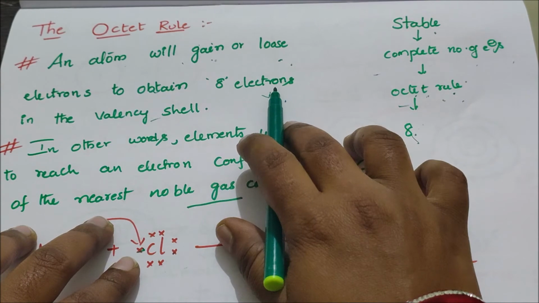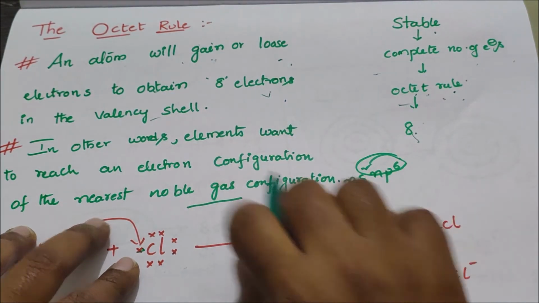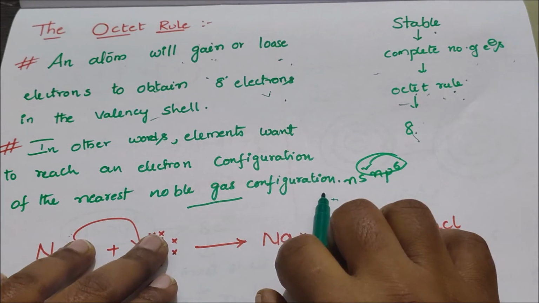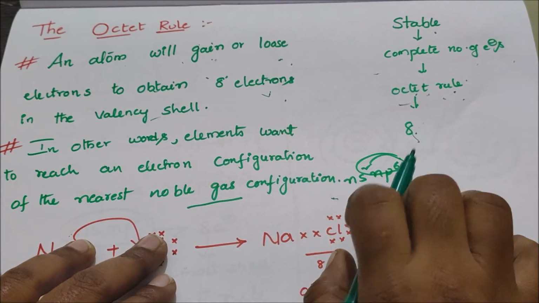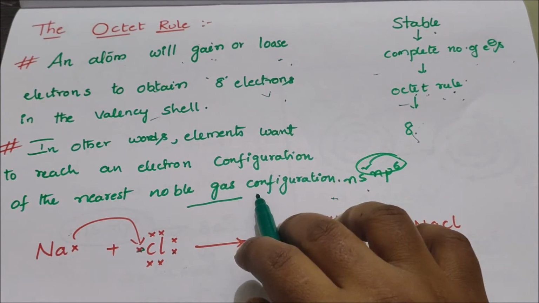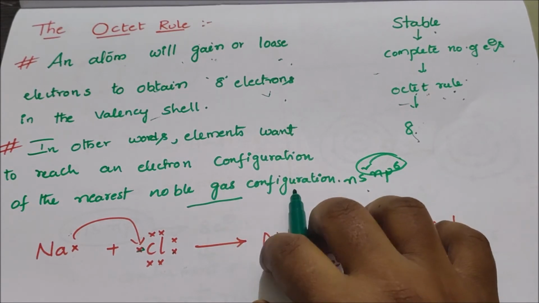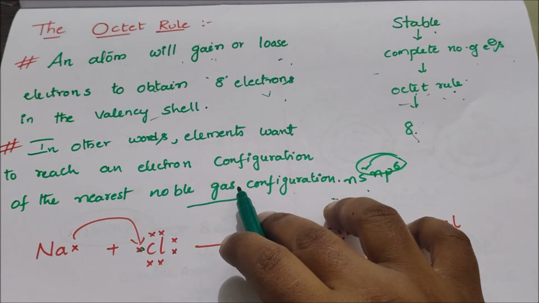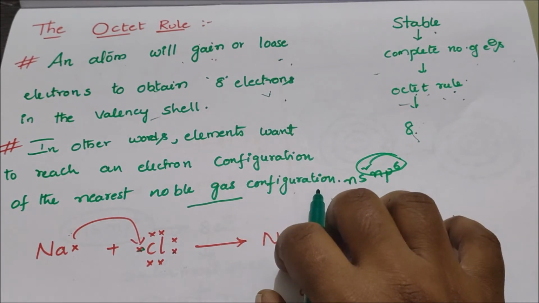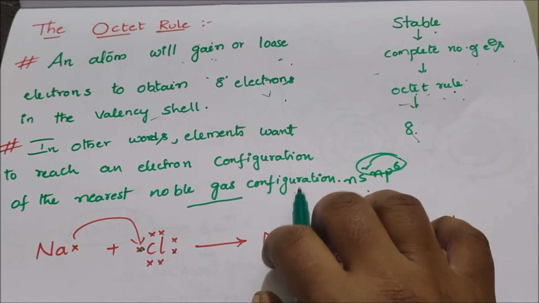8 electrons means noble gas configuration, that is, the nearest noble gas configuration. What is noble gas configuration? ns2 np6 represents the noble gas configuration. The noble gases helium, neon, argon, krypton have noble gas configuration. It is a stable configuration.